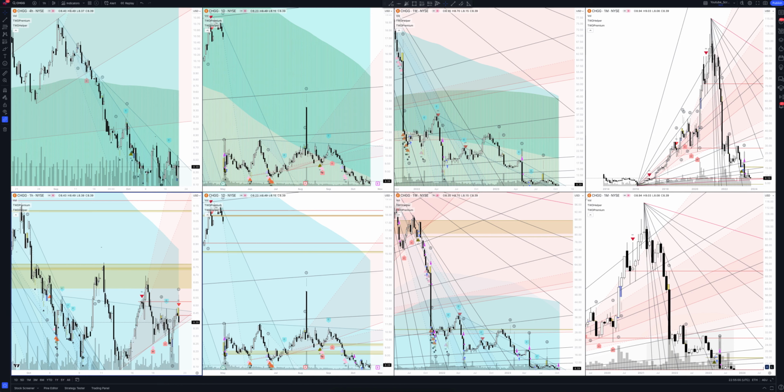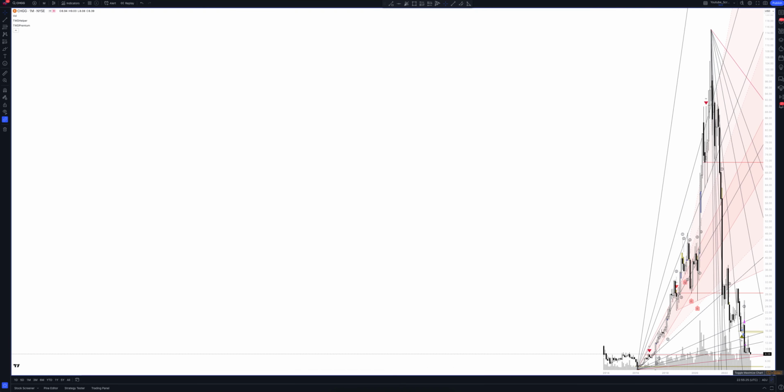Today we will take a look at Chegg Inc. stock. Let's analyze the market situation and find out how you can make money on it. Let's start. We always start our analysis from the global market.